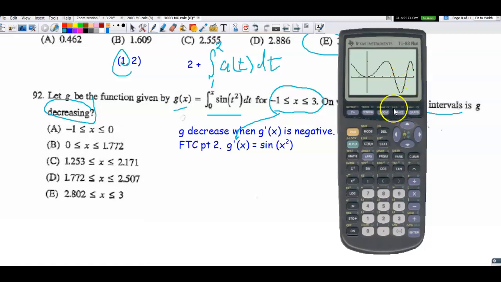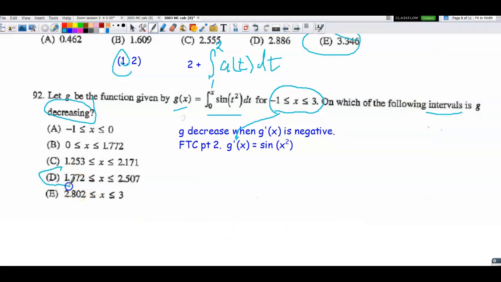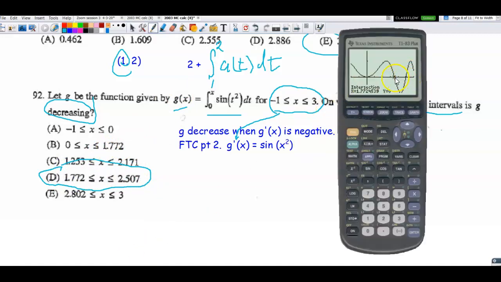So here's our negative region. I'm going to go back into it and put 0 in as y number 2. I'm going to do a point of intersection, second, calc, 5. And the first value is 1.722. And that is the only interval that begins with 1.722. This one ends with 1.722, but if you look at the calculator, you can see that we're negative from 1.722 to a number greater than that, which would be 2.507.